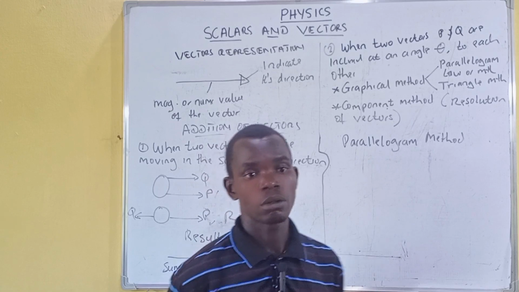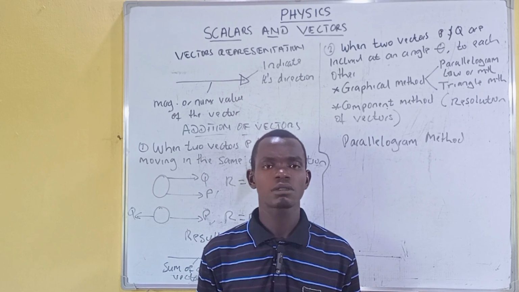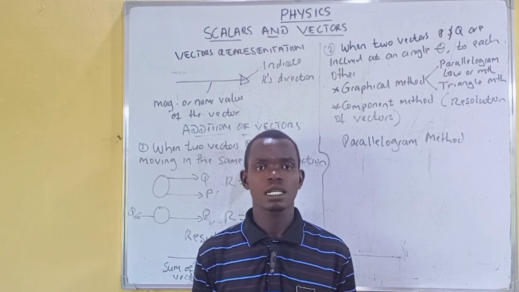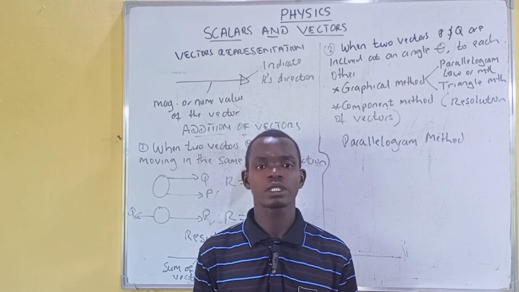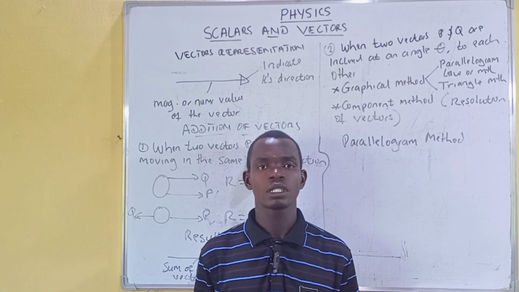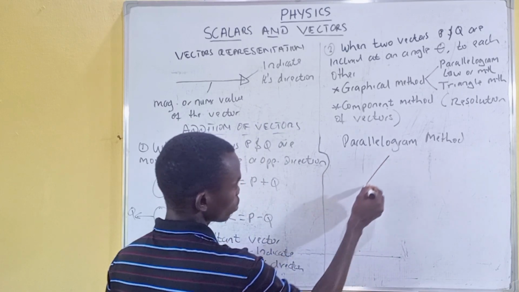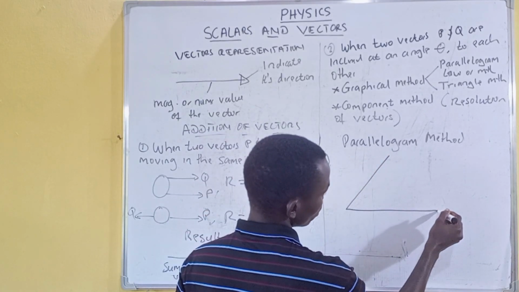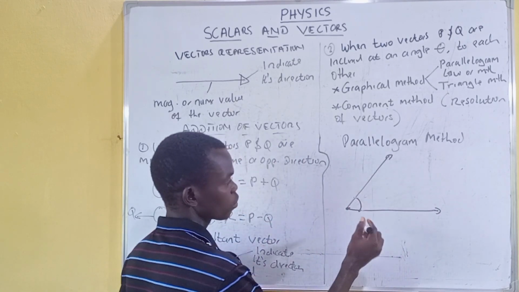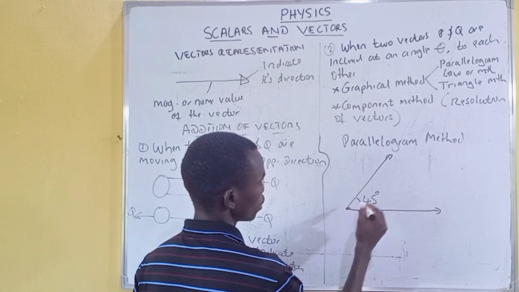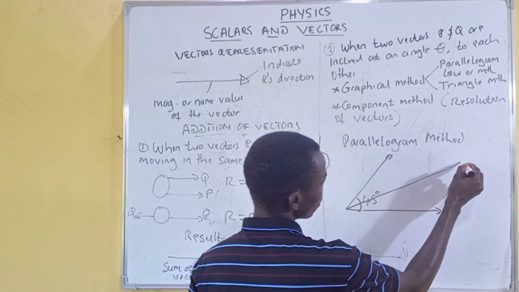What is the parallelogram law? The parallelogram law states that if two vectors are represented in magnitude and direction by the adjacent sides of a parallelogram, the diagonal of the parallelogram drawn from the point of intersection represents the resultant vector in magnitude and direction. If these are the two vectors inclined at an angle, assume the angle between the two vectors to be 45 degrees. The line drawn from this point of intersection represents the resultant vector.